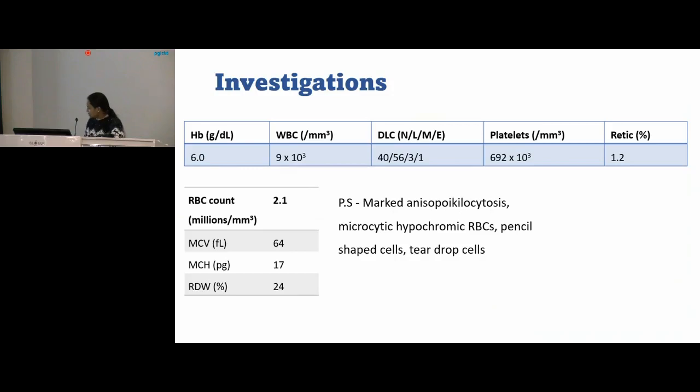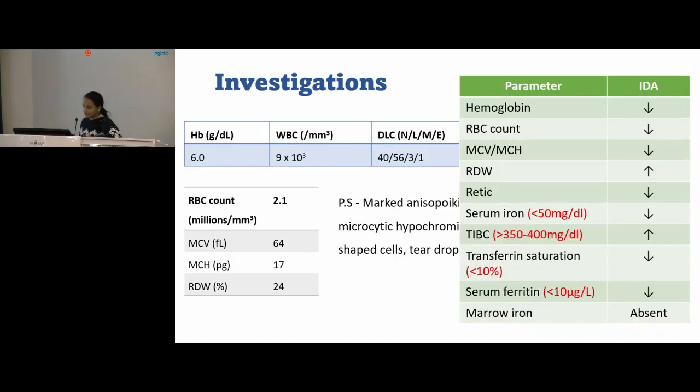So peripheral smear is again reflecting the same. There's anisopoikilocytosis. Your RDW is elevated because of that. Again, you have microcytic hypochromic RBCs with a reduced MCV and MCH, and they are again pencil-shaped cells and teardrop cells. So this is your classic iron deficiency anemia presentation, the investigations.